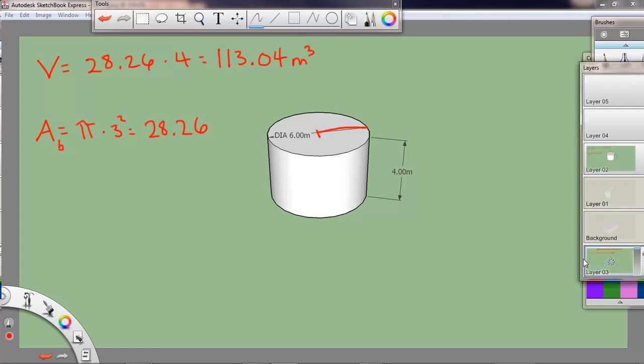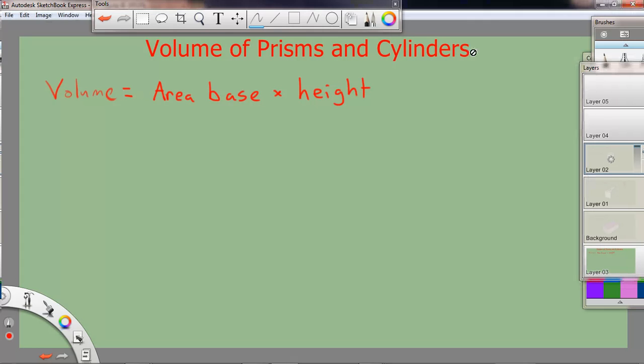So volume is actually a little bit easier, I think, than area and perimeter, because there are some things that are always true. First of all, for the volume of prisms and cylinders, you're always going to take the area of the base and multiply it by the height. And let's just make a note here. Units are always cubic.